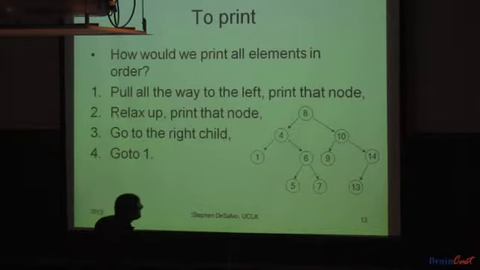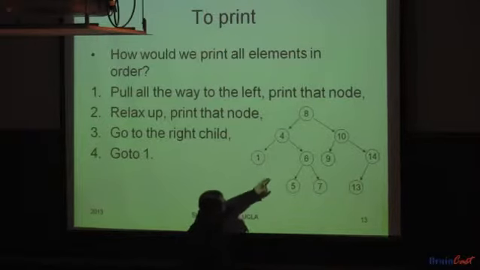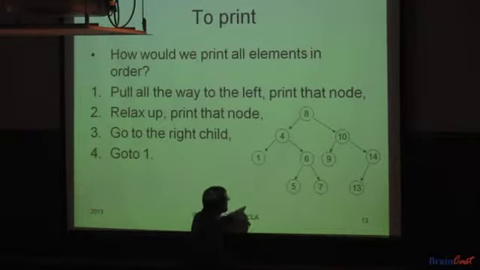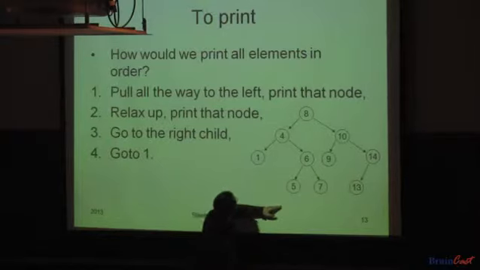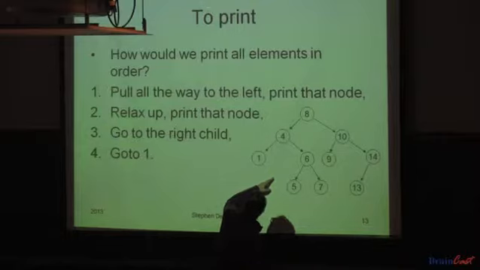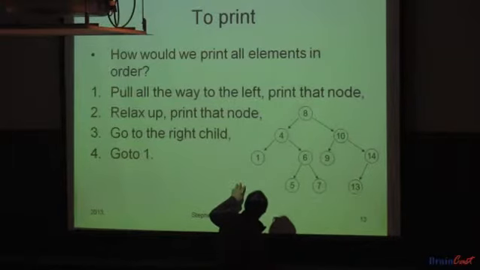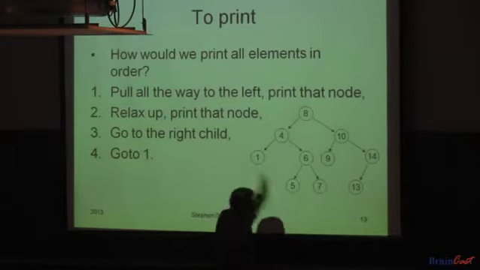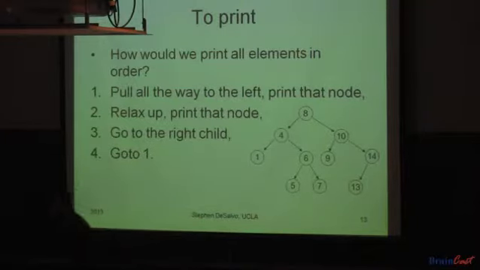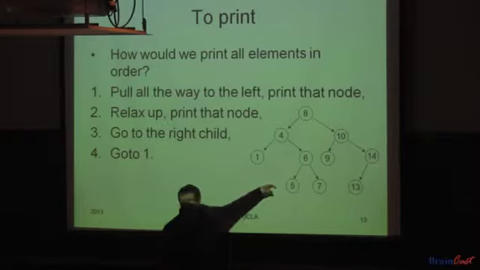Okay, so it looks like there's a missing step here, which is if there is a right child, repeat. Pull all the way to the left. If there's no right child, then you relax up and you print that node. Yeah, the 2 would be above the 1, wouldn't it? So there will never be a right node here. That's why. So, again, what if there is a right child here? Then this doesn't work. But there will never be a right child here.